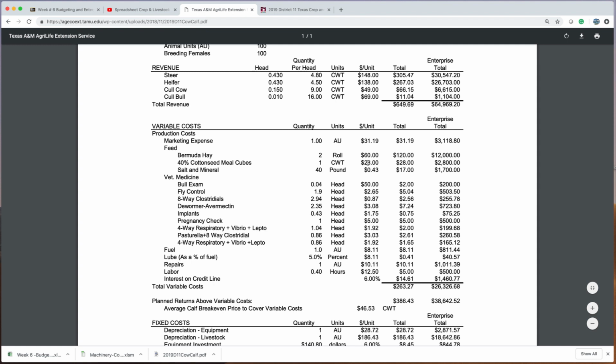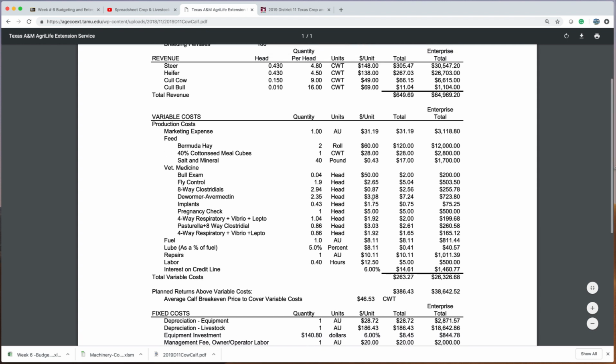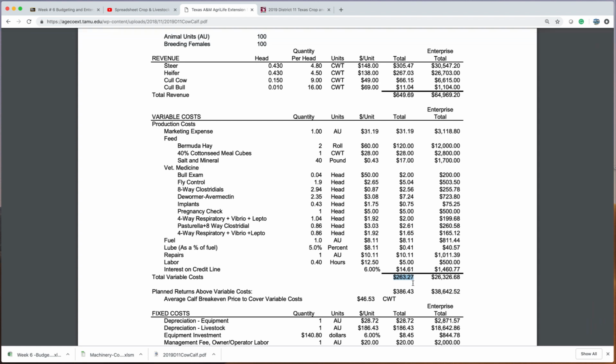You're looking at 2 rolls of hay per cow. You're looking at cottonseed 100 weight per cow, 40 pounds of salt and mineral per cow. You see how the deal works, moving all the way through. So these are our total expenses based on quantity times price. So that's what the total cost for each cow would be. So we're looking at $263 in just variable cost to take care of this one cow. And per 100, that's going to add up to be this much money that we may need.